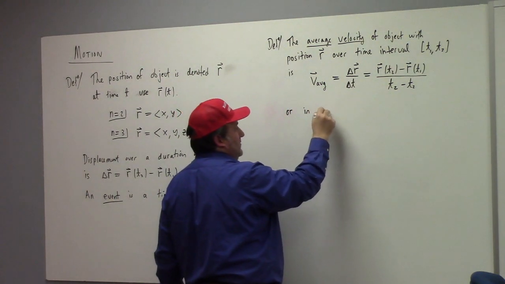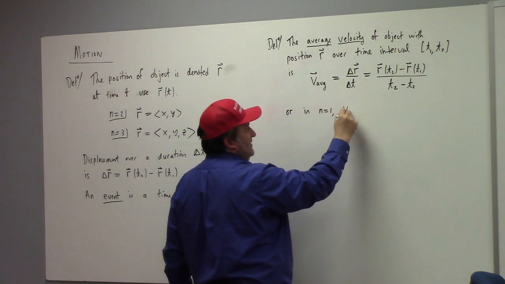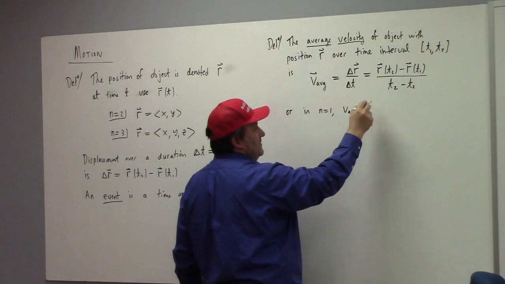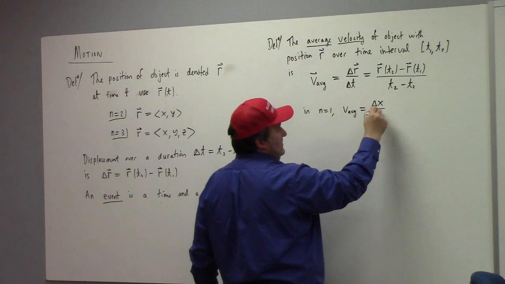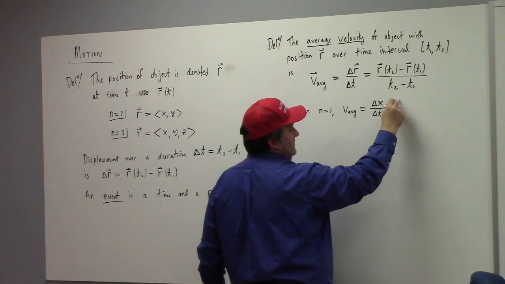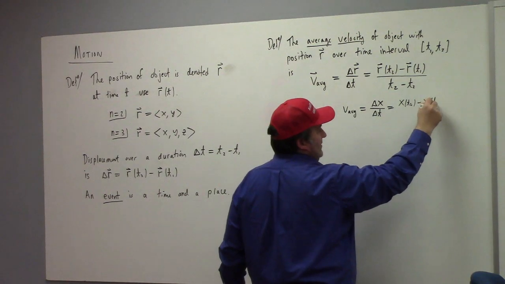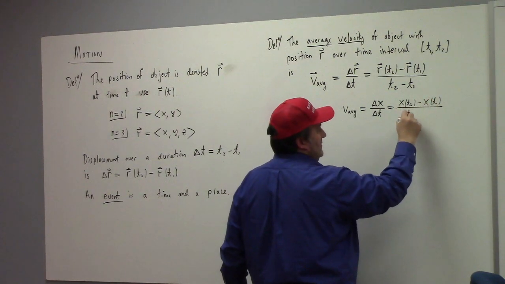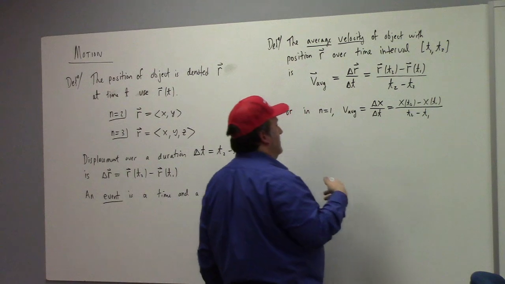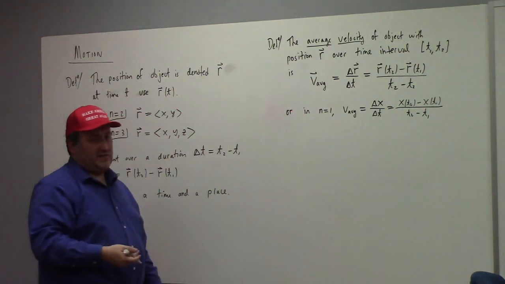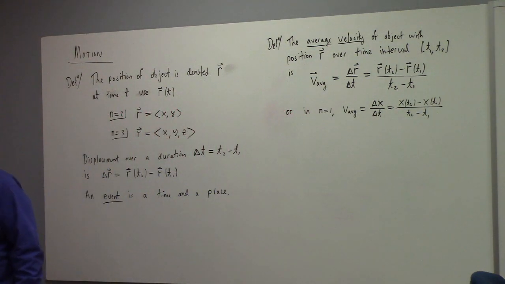And you know, n equals 1. We don't need the vector, right? And we can just do delta x over delta t, if you will. So x of t2 minus x of t1 divided by t2 minus t1. This would be the average velocity in one dimension. But generally speaking, the average velocity is going to be a vector. All right?